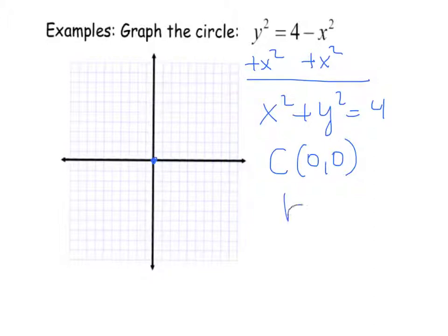The radius of the circle will be the square root of 4, or the radius will be 2. So I'm going to take 2 distances away from the center. I plot a point above, below, to the right, and to the left. And then I am connecting those points to create my circle.